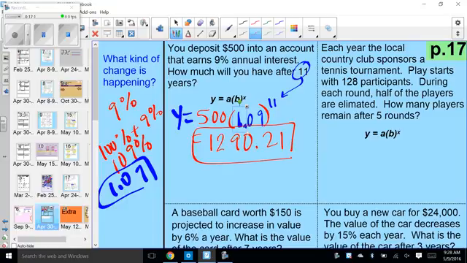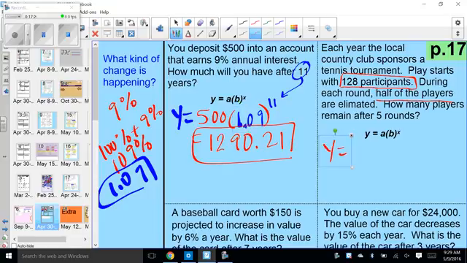All right, hang in there, guys. Here we go. So next one. Each year, the local country club sponsors a tennis tournament. Play starts with 128 participants. That's sounding like an A value to me, my beginning value. During each round, half of the players are eliminated. This is sounding like a decay. Sounds like a fraction. How many players remain after 5 rounds?